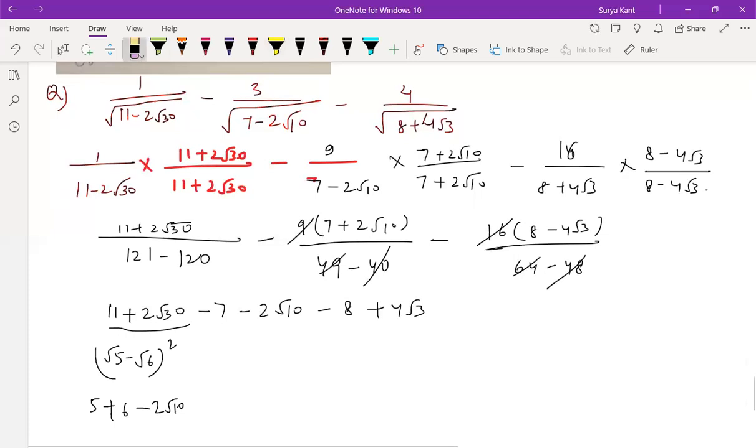Sir, similarly I could get it for 8 plus 4 root 3, the second part. It's root 5 minus root 2 whole square. Yes, sir, whole square. And here, sir, I have to think.